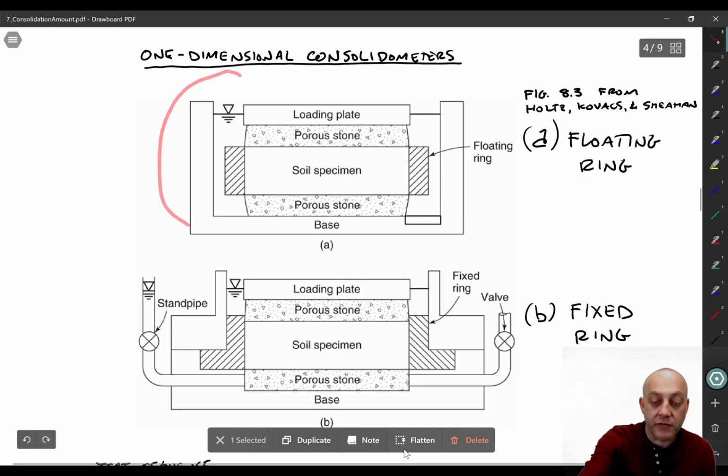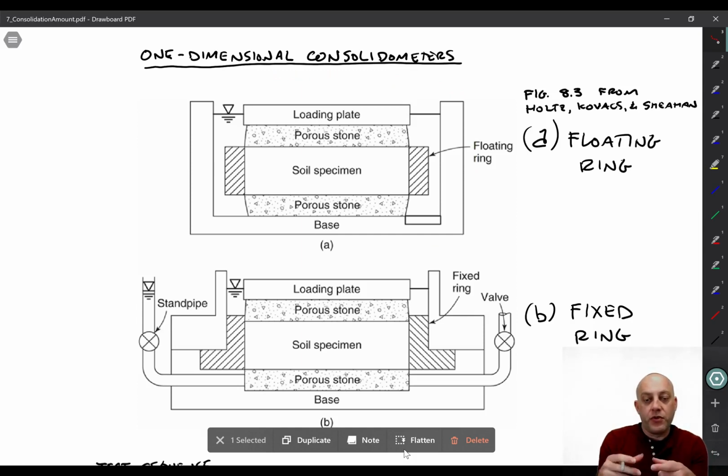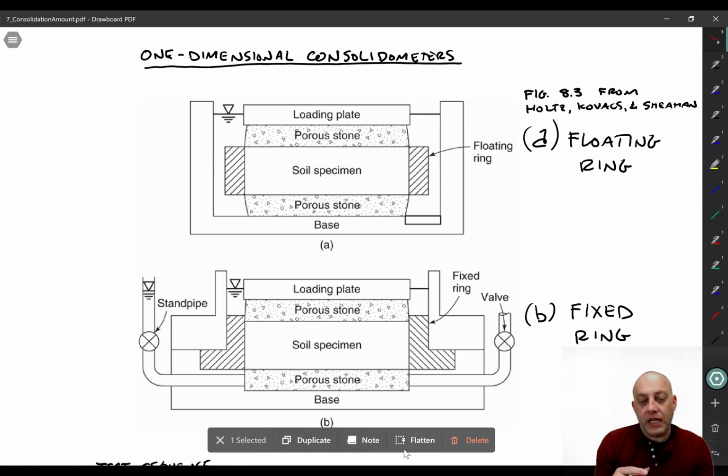The first kind here is a floating ring consolidometer. Both of these drawings are cross-sections through what is a circular cross-section in plan view, so a cylindrical soil specimen. And you have this really stiff ring that goes all the way around the soil specimen in that direction. Even though the metal does have a finite Young's modulus, when you load it, it will expand slightly. The amount of expansion in that hoop direction is so small that we can basically consider it to be one-dimensional loading. We've prevented horizontal strain.